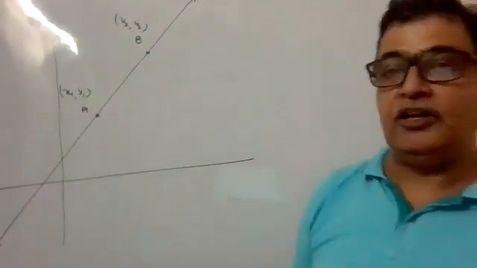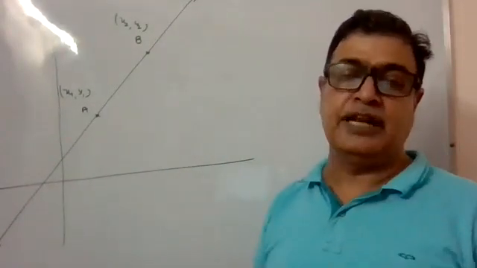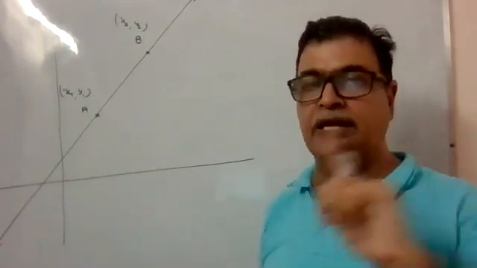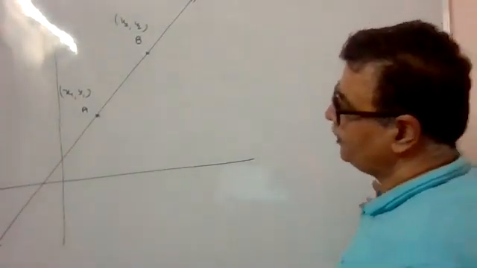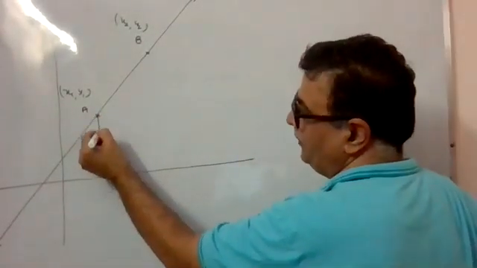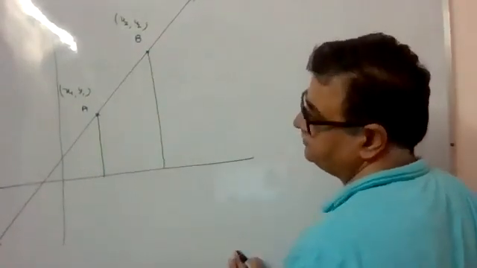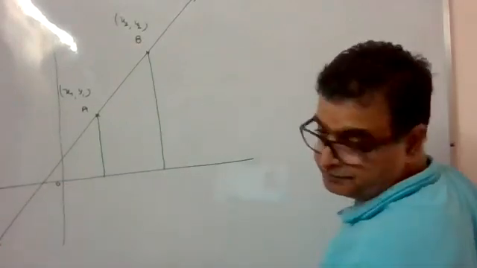Two points are given on the line, and now they are asking what is the slope of this line. This time you are asked for the slope, but you don't know the angle. You have to find the angle yourself and find tan theta. For that, I draw a perpendicular on this side, and a perpendicular on this side. When you do this, this is the origin.